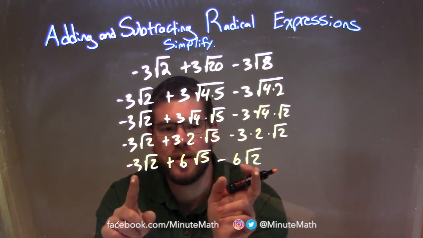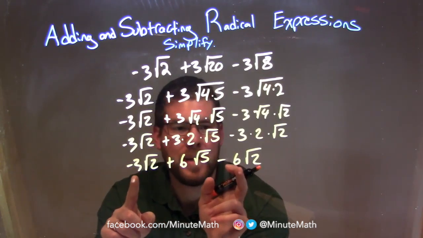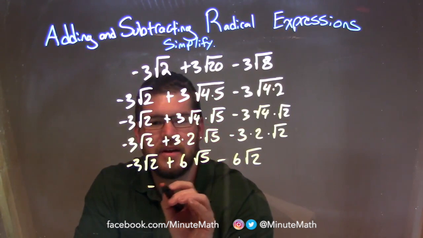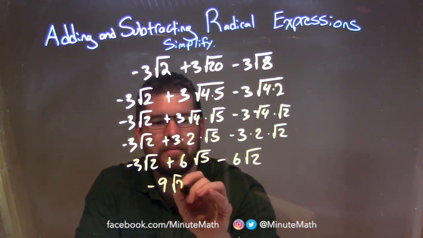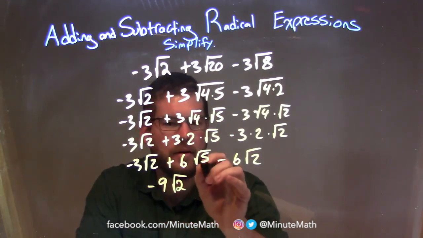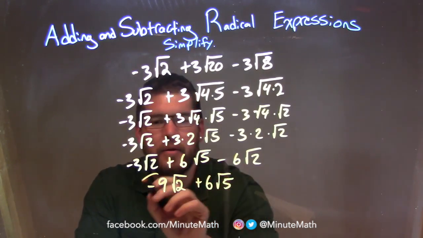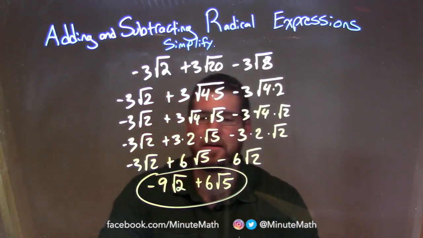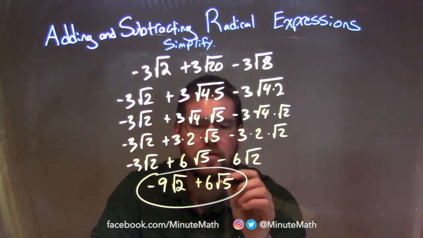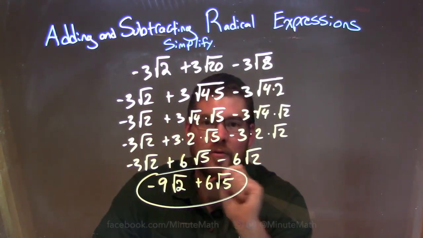So I have negative 3. I look at the numbers out front. Negative 3 minus a 6 is a negative 9. So we have negative 9 times the square root of 2 here. And then the square root of 5 is all by itself, so we have plus 6 square root of 5. And there we go. Our final answer here is negative 9 times the square root of 2 plus 6 times the square root of 5.